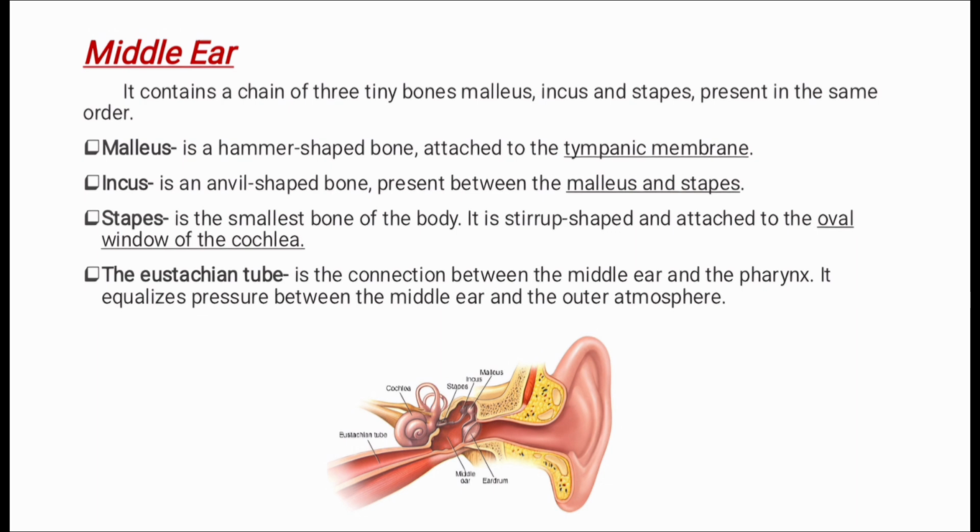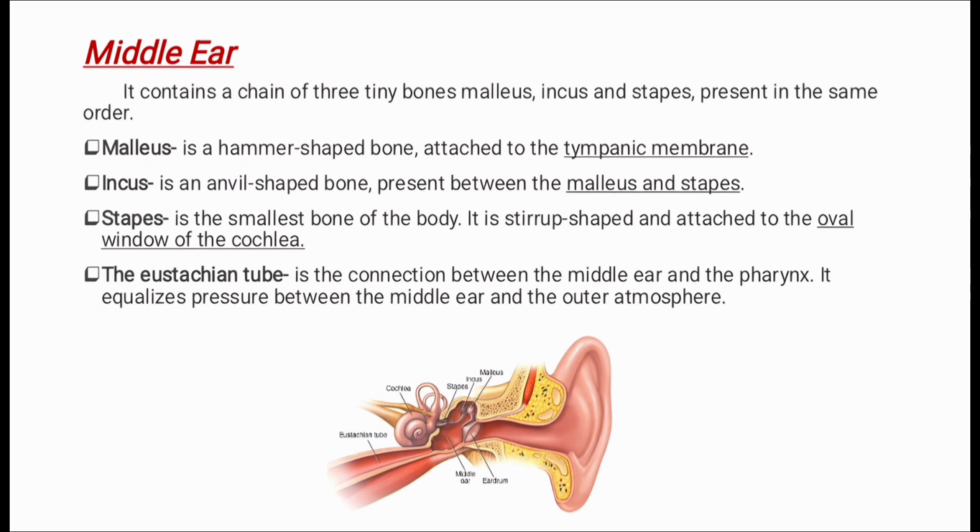These ear ossicles are a chain of three tiny bones. They are malleus, incus, and stapes. They are present in the same order. That is, we can see malleus first, then incus, and innermost stapes. So what is malleus? Malleus is a hammer-shaped bone attached to the tympanic membrane, and incus is an anvil-shaped bone present between the malleus and stapes. The stapes is the smallest bone of the body. In our human body, what is the smallest bone? It's the stapes, which can be seen in the middle ear. And this stapes is stirrup-shaped and attached to the oval window of the cochlea.